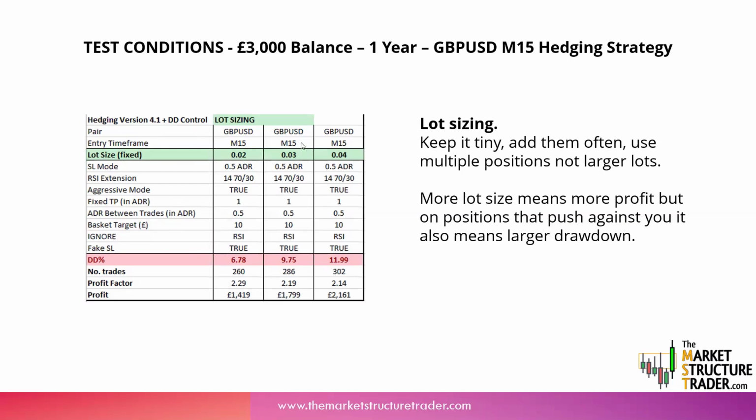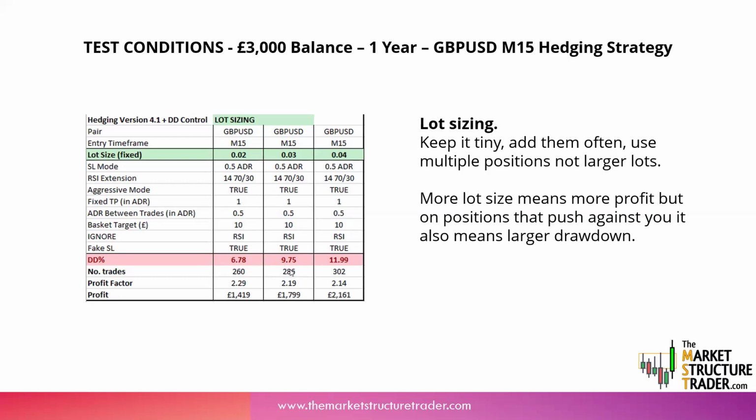The next test, I used 0.03 lots, so just 0.01 lot higher. Okay, it made a little bit more money, made about another £400 over the period of a year. But the drawdown also went up by roughly a half, just not quite a half, is it? It's just under a half, maybe say a third.